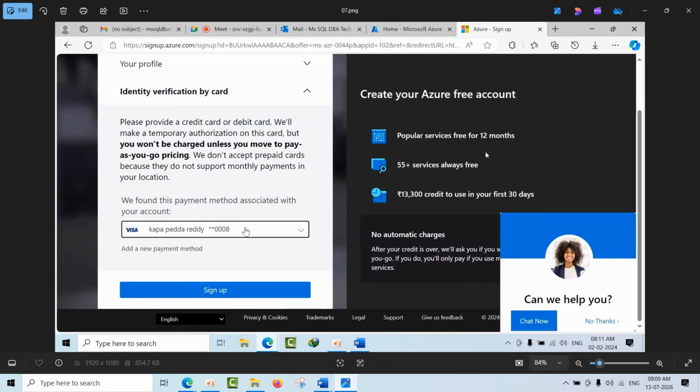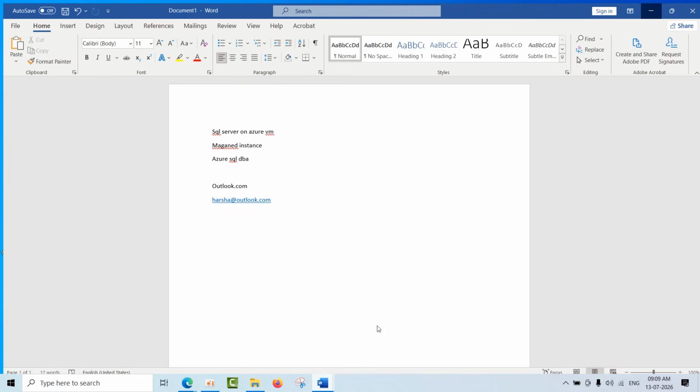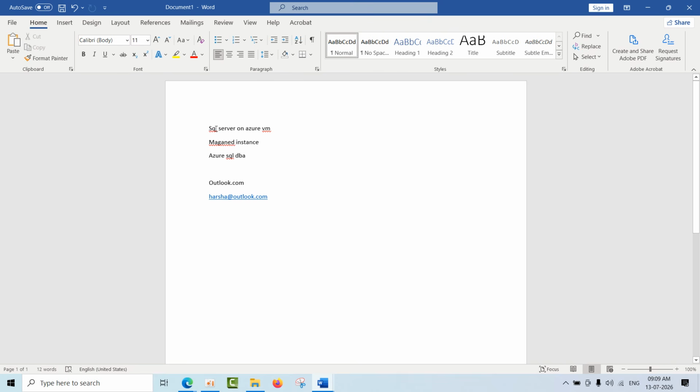Okay, so first you have to create one free account. Once this free account is created, then we can deploy and work on all these things one by one.